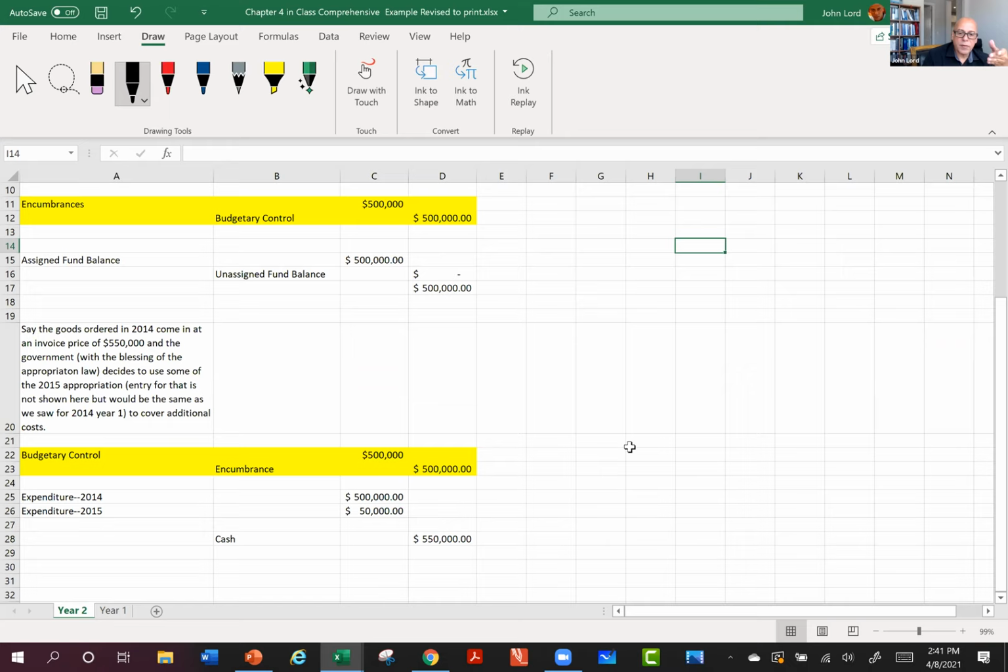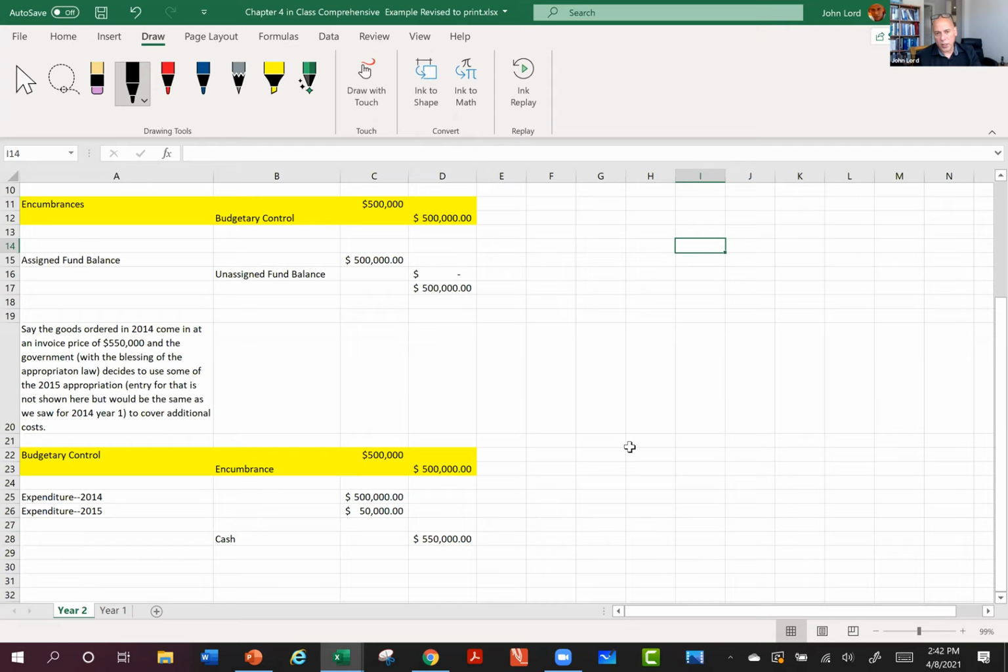And then we go ahead and we debit expenditure. And when I did this example, it was supposedly 2014 money. The 50,000 we might have to pull from the current year's appropriation, in this example, 2015. So on our statement of revenues, expenditures, and change in fund balance, we could literally call out our expenditures and label the expenditure showing what year's budget authority that money came from.